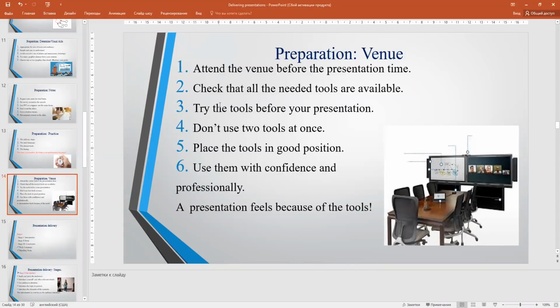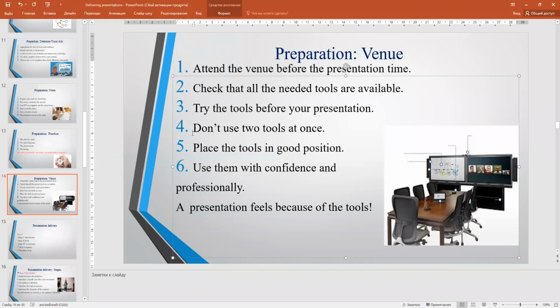You also need to know how to use your tools appropriately during your presentation. That is why you should try the tool before your presentation. And then, don't use two tools at once. If you use several tools at the same time, your audience may feel that you are bursting yourself, and you are just trying to look professional.